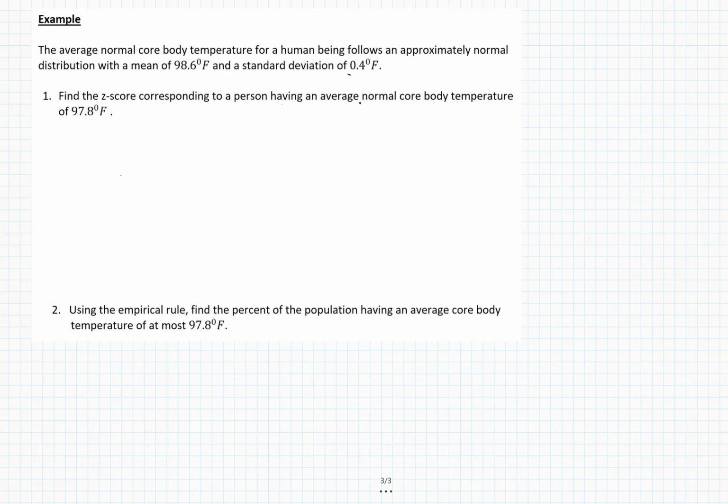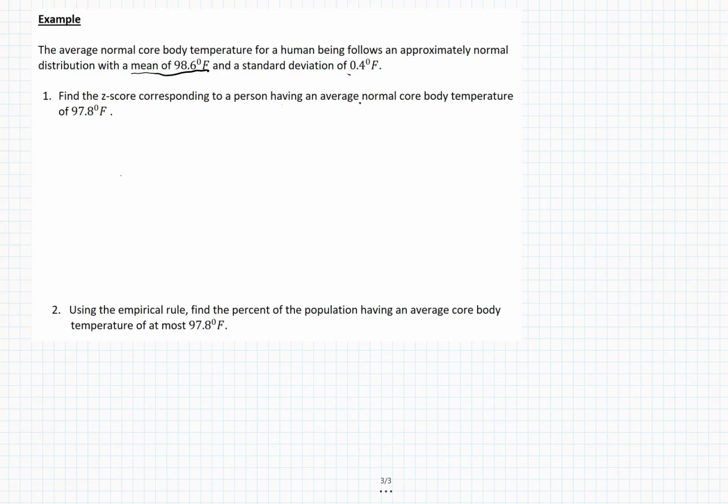So looking at this example, the average normal core body temperature for a human being follows an approximately normal distribution with a mean of 98.6 degrees Fahrenheit and a standard deviation of 0.4 degrees Fahrenheit. And we want to find the z-score corresponding to a person having an average normal core body temperature of 97.8 degrees Fahrenheit. Well, taking a look at this problem, we know we want to find a z-score, so that z equals x minus mu, that whole quantity, divided by sigma.